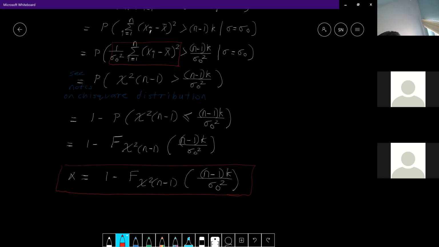So that's alpha. All right. Now the second part of this question is we need to find beta. Beta is the probability of type 2 error.